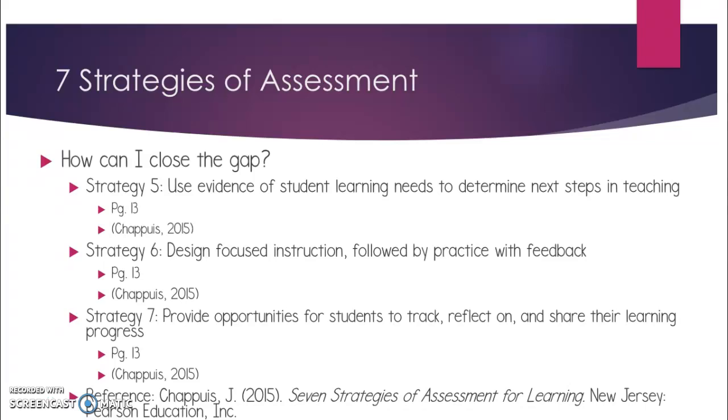Strategy 7, provide opportunities for students to track, reflect on, and share their learning progress. This helps them notice what their strengths and weaknesses are, as well as then they feel like they're in control of their learning and that they can make sure that they're making progress and feel ownership for that progress.